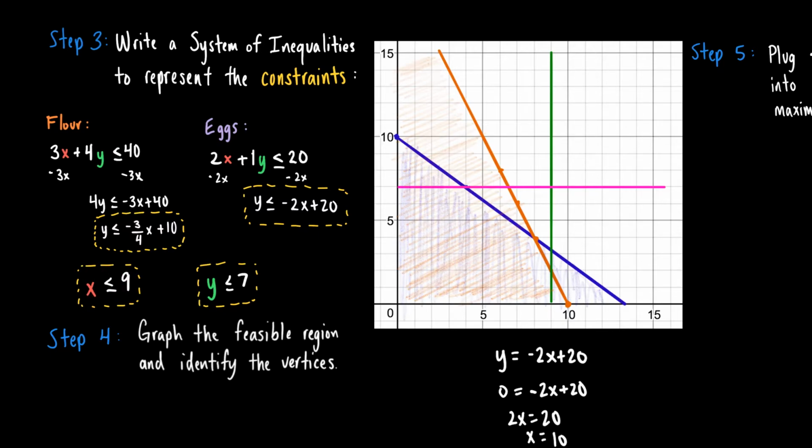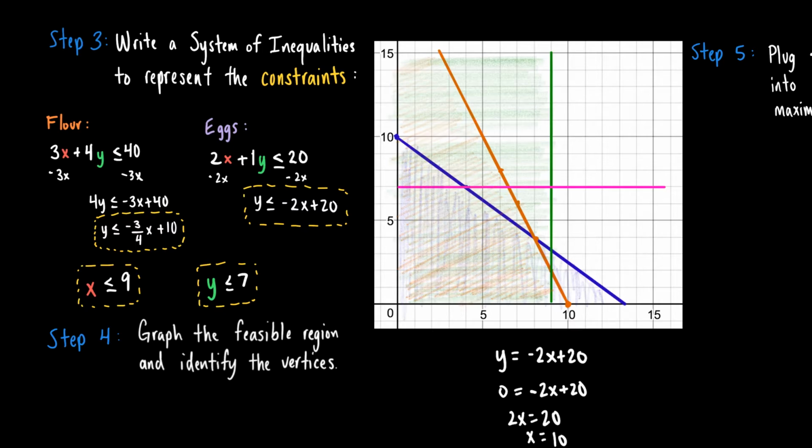And that was our green. So we'll come over and shade a darker green. We're going to shade everything that's less than or equal to 9, so that would be everything below 9. This will be shading left of the green line. So we'll shade everything left of the green line.